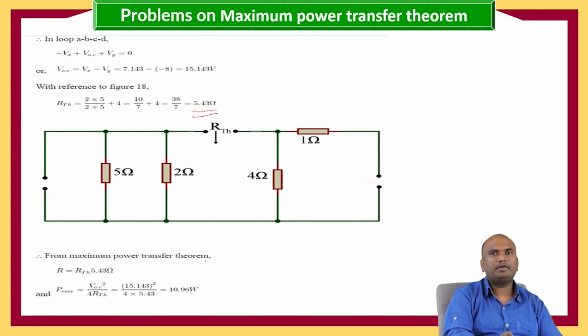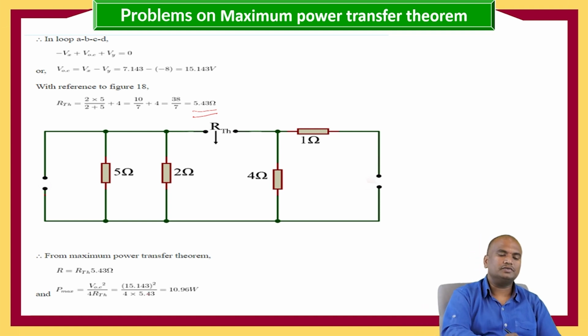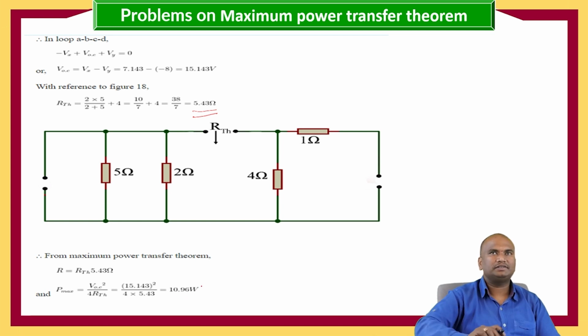And from the maximum power transfer theorem, R is equal to RTH, which is equal to 5.43 ohms. Now we have the RTH value, and Pmax is equal to Voc square by 4 RTH, which is equal to 15.143 whole square by 4 into 5.43, which is equal to 10.96 watts.